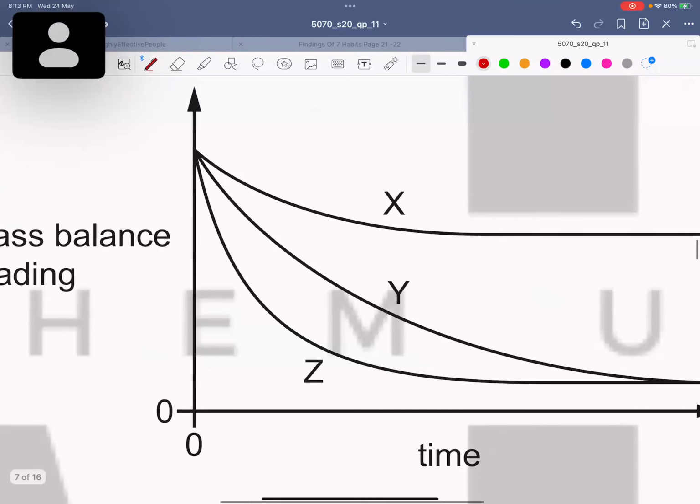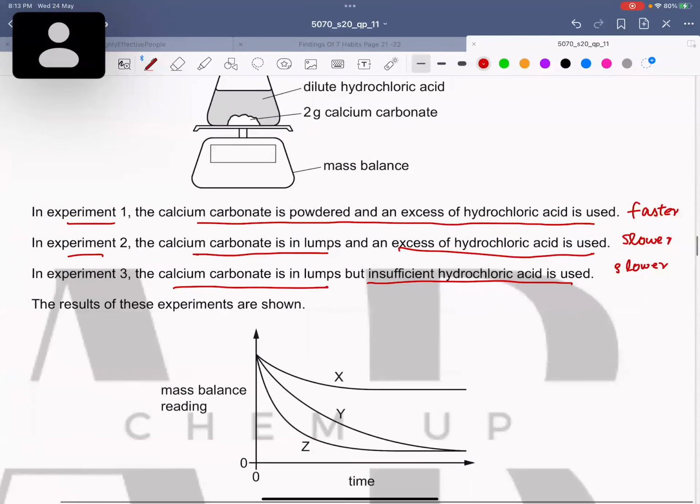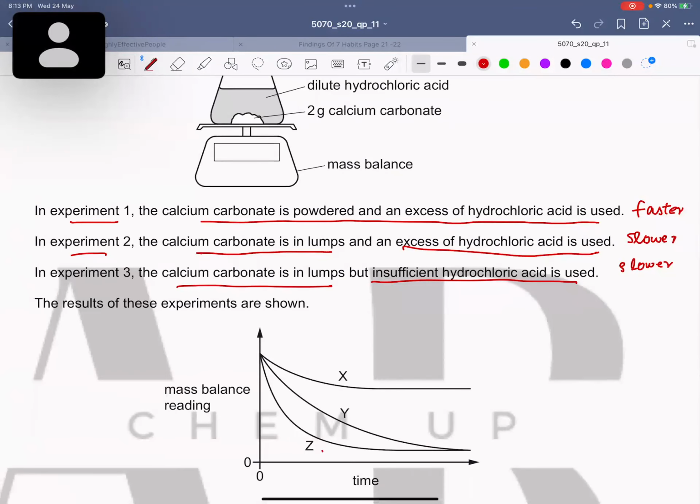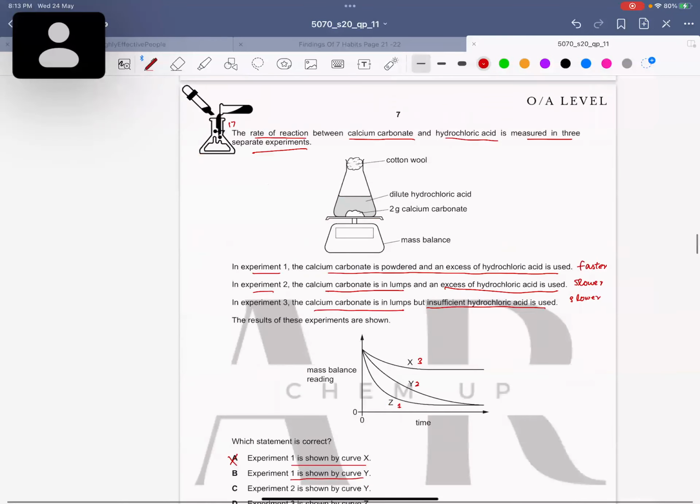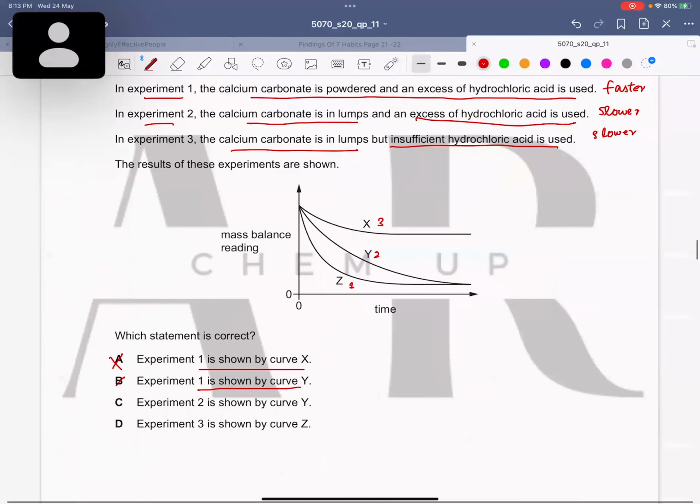So if you compare experiments 1, 2, and 3, this is for experiment 1 and this is for experiment 2. And this is for experiment 3. Because there is less hydrochloric acid, there is less decrease in the mass. So statement B is also wrong.